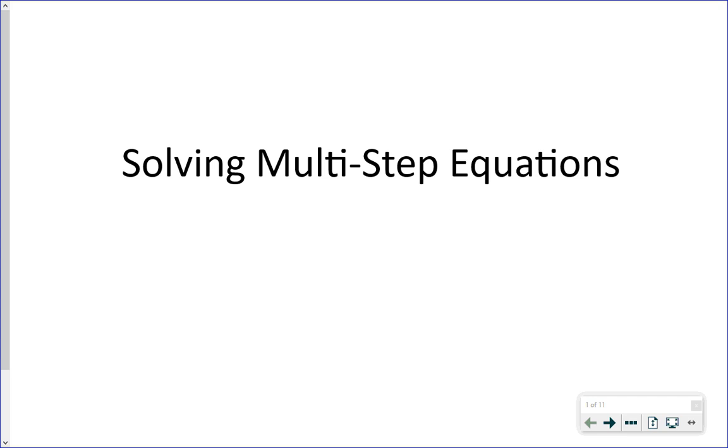So today we're going to talk about multi-step equations. Last week we talked about 1- and 2-step equations, so this is the same concept, there's just more steps involved. So everything you learned last week you're still going to be applying to this week. The problems are just going to be a little bit longer.